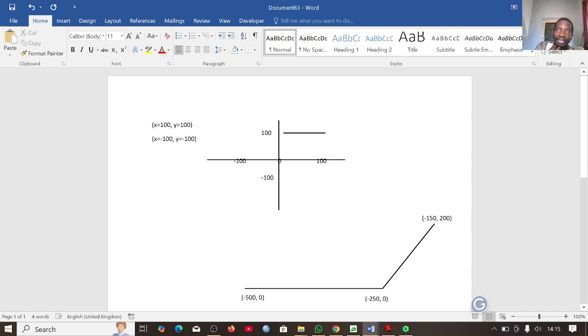Anything vertically above it is positive, anything vertically below it is negative, anything moving towards the right is positive x, anything moving towards the left is what? Negative x. So that means if you have a point vertically upward, that point must have a positive y. If you have a point vertically downward, that point must have a negative y.